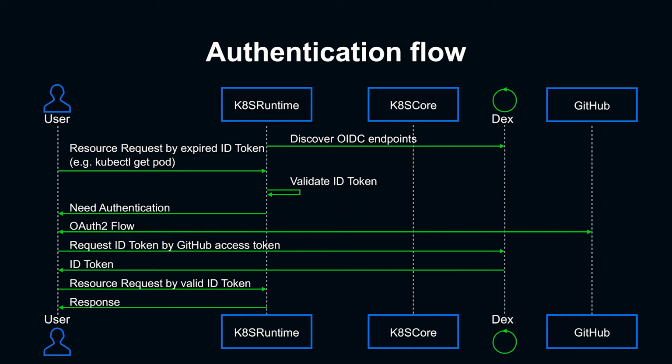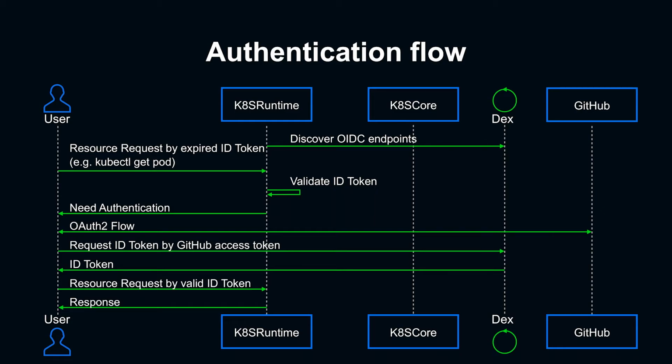This is the authentication flow. Using Dex, the runtime goes to the OIDC endpoint, and the core cluster has to be already running. So there should be a core cluster, and when Dex is running, the runtime kube API server discovers the OIDC endpoint, and then after that, the user requests a resource like kubectl get pod, and the runtime validates the ID token, and it goes through the OAuth2 flow. And when you go to the second Dex, there's an ID token, and with that ID token, when you go to the runtime in the last phase, since this ID token is valid, it handles the user request.